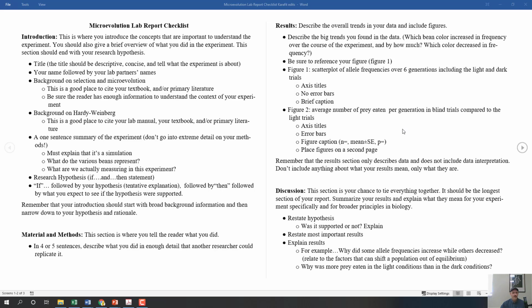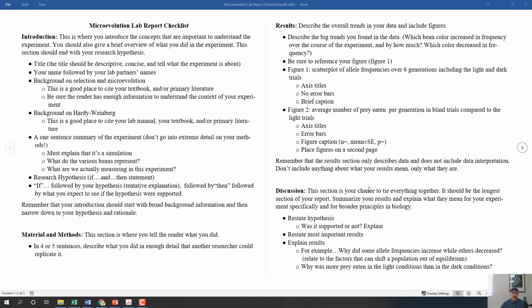Figure 2 will be the average number of prey eaten per generation in blind versus visual trials, and that'll have a t-test and everything else like your previous figures. And remember, this will have 2 columns on it. You're going to average the total number of rabbits eaten by blind and the total number of rabbits eaten by visual predators and compare them to see if blind predators ate more or fewer or the same amount of rabbits as visual predators.